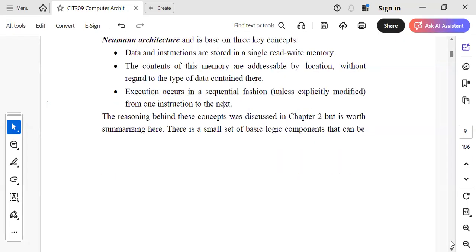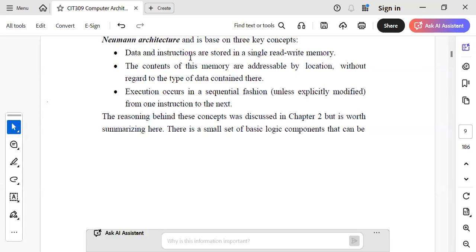Data and instructions are stored in a single read-write memory. The contents of the memory are addressable by location, and execution occurs in sequential fashion. Those are the things you need to know. Data and instructions are stored. Okay, let's read it together.